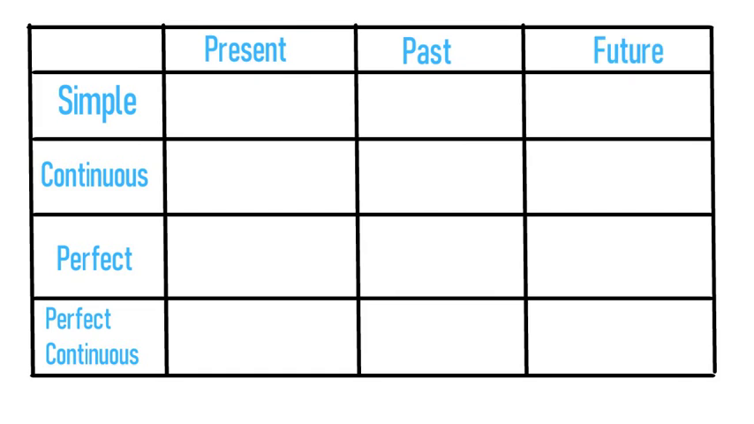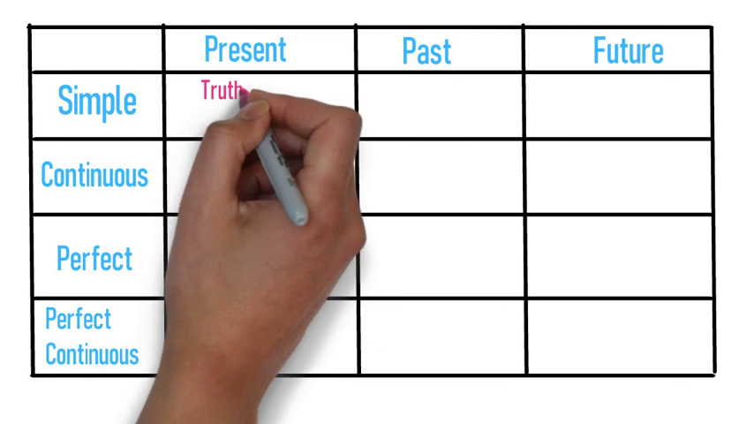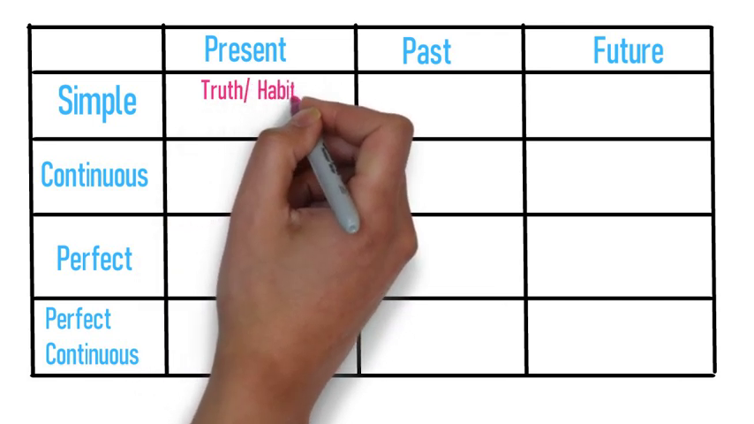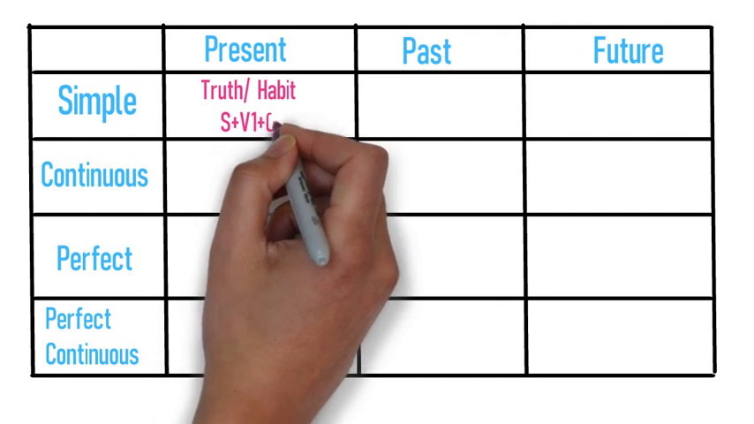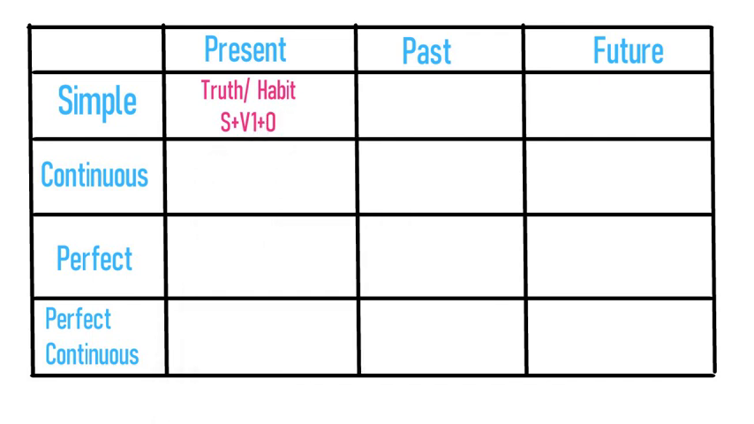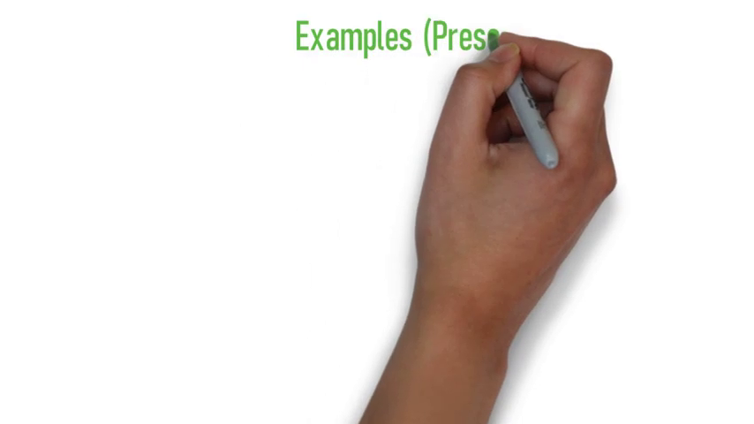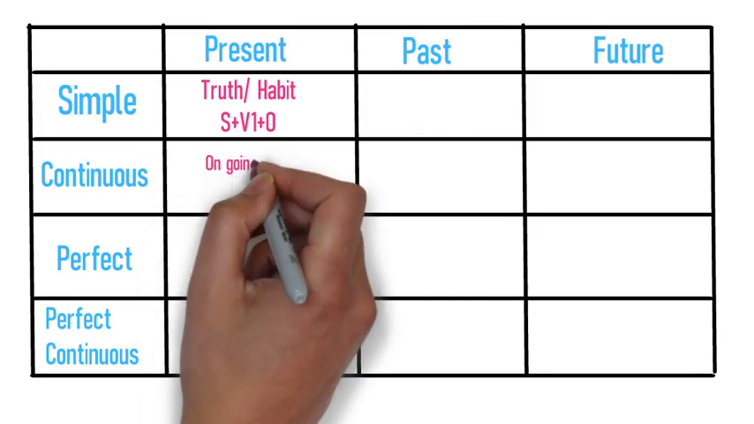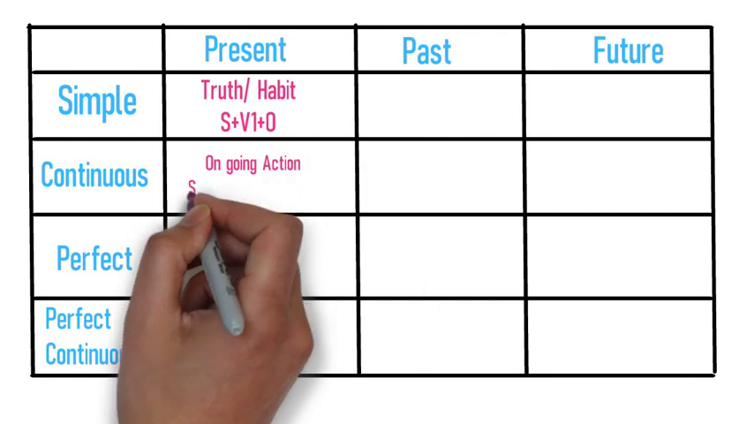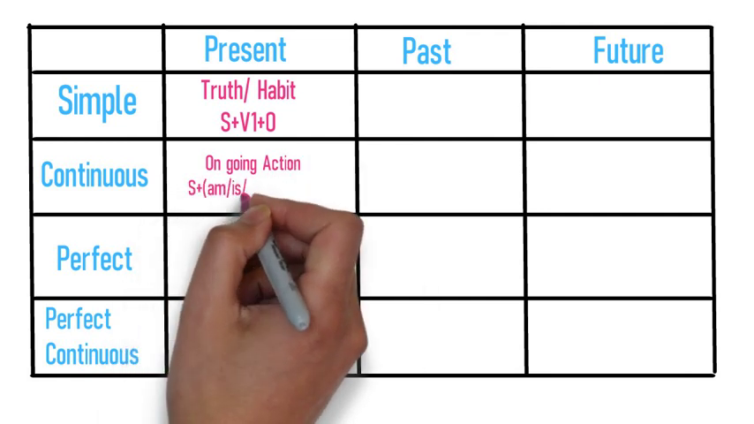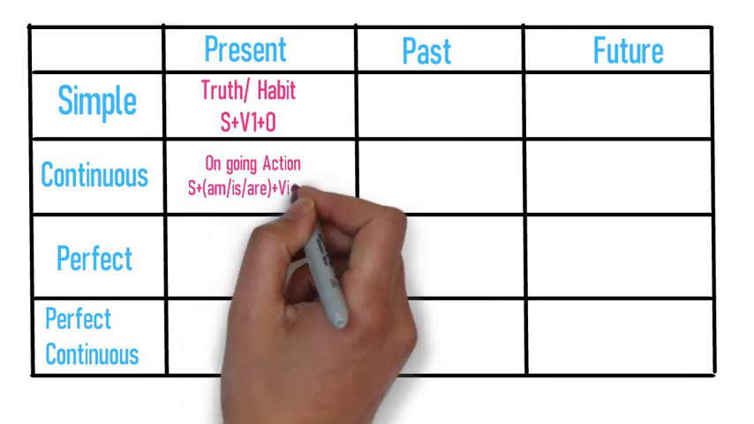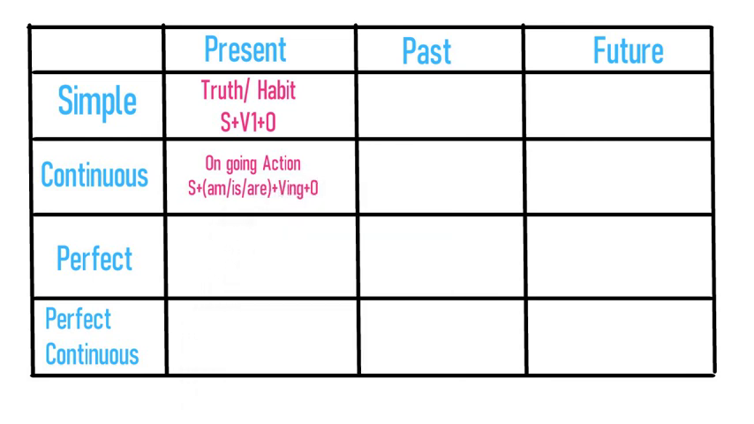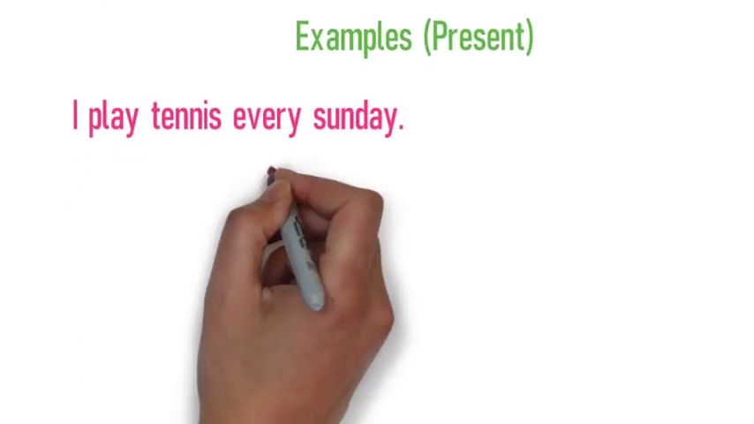Let's start with the simple present tense. It shows truths and habits. The structure of simple present tense is subject plus first form of verb plus object. For example, I play tennis every Sunday. Next, we have the present continuous tense, which depicts an ongoing action. The structure of present continuous tense is subject plus is, am, are plus verb with ing plus object. For example, I am playing tennis.